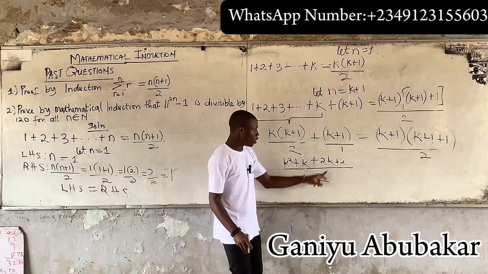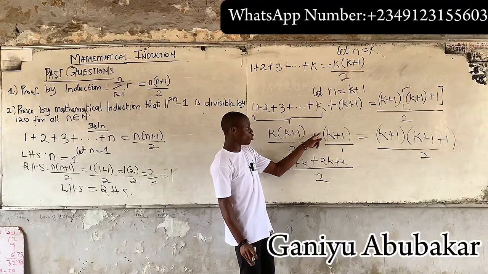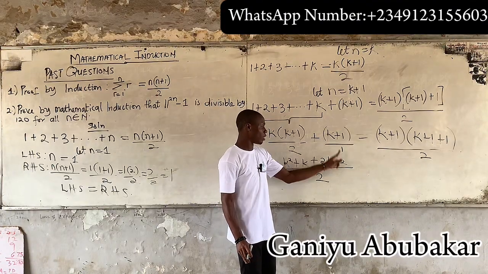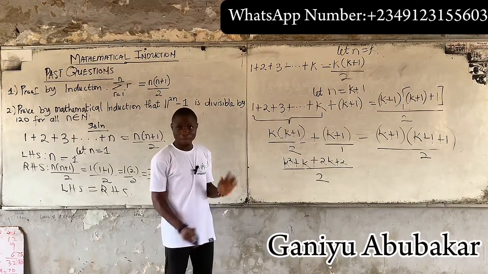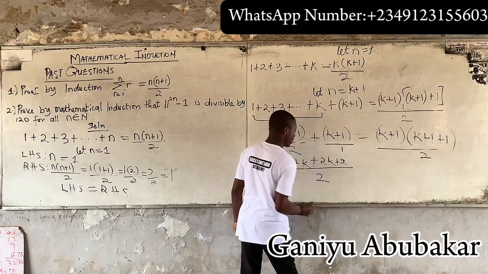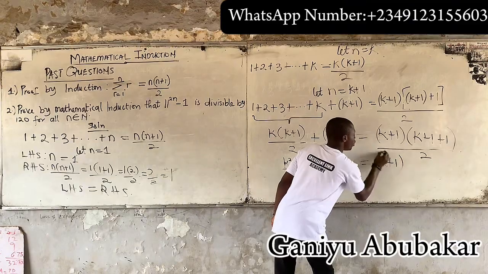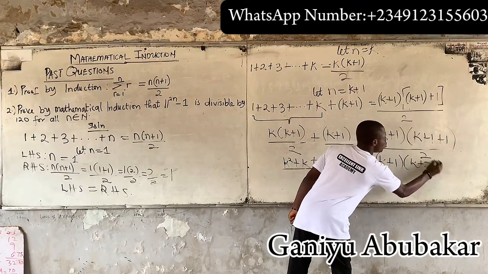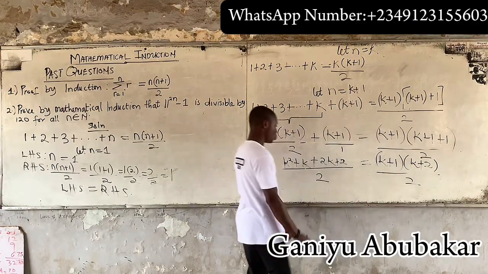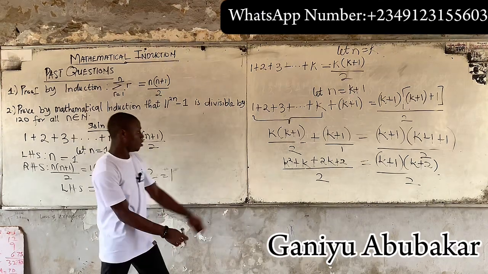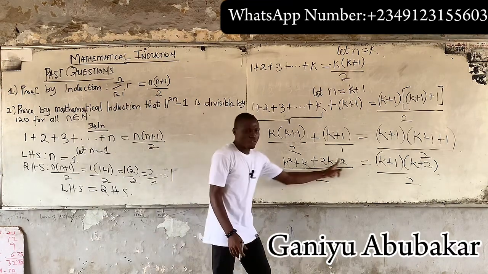Listen up. 2 into 1 is 2. Put that 2 here. 2 times k, 2k. 2 times 1, 2. Are you there? Yes. So this becomes this. It is now equal to, from here I'll have what? k plus 1 into k plus 2, over 2. This one is in expansion form.